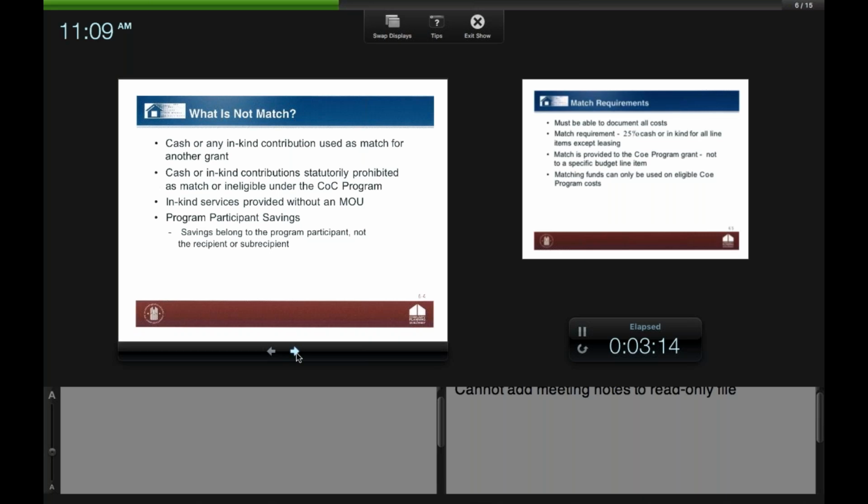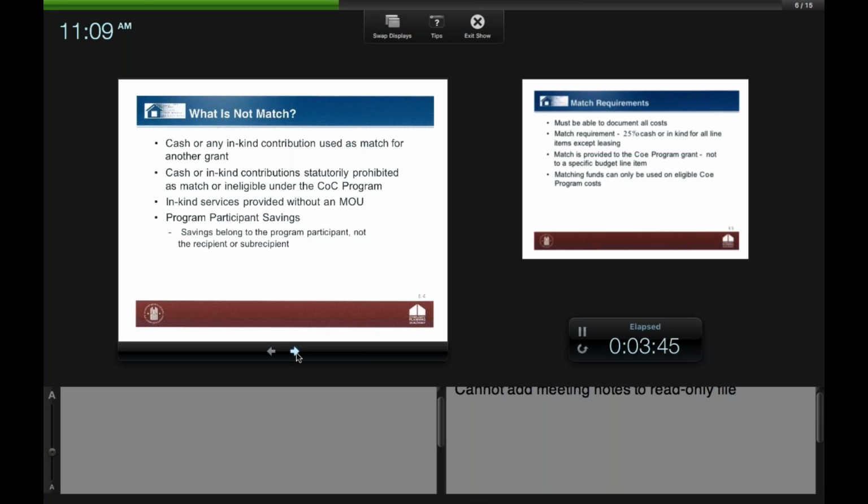Also, what does not count as match is in-kind services that are provided by a partner or a secondary or subrecipient entity that is not documented with a memorandum of understanding. Also, what is not match is program participant savings. And I would expand this to say savings or other income.